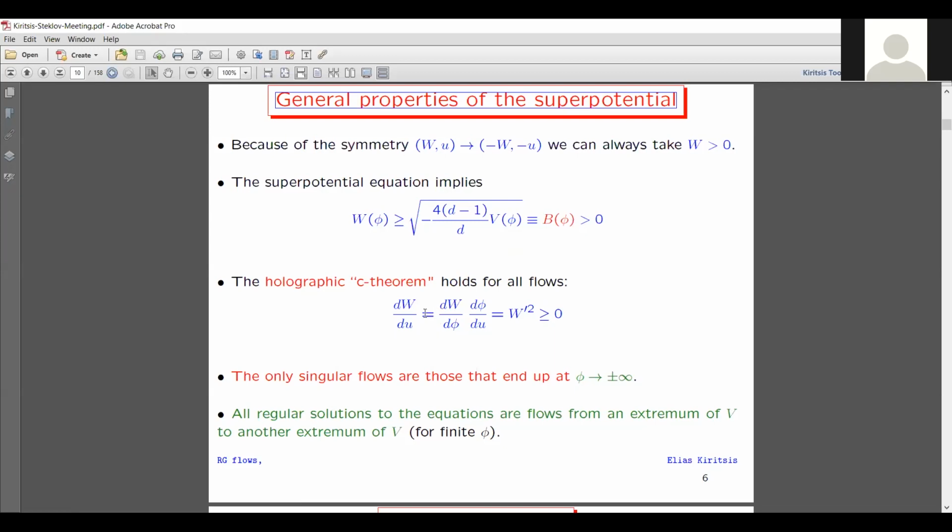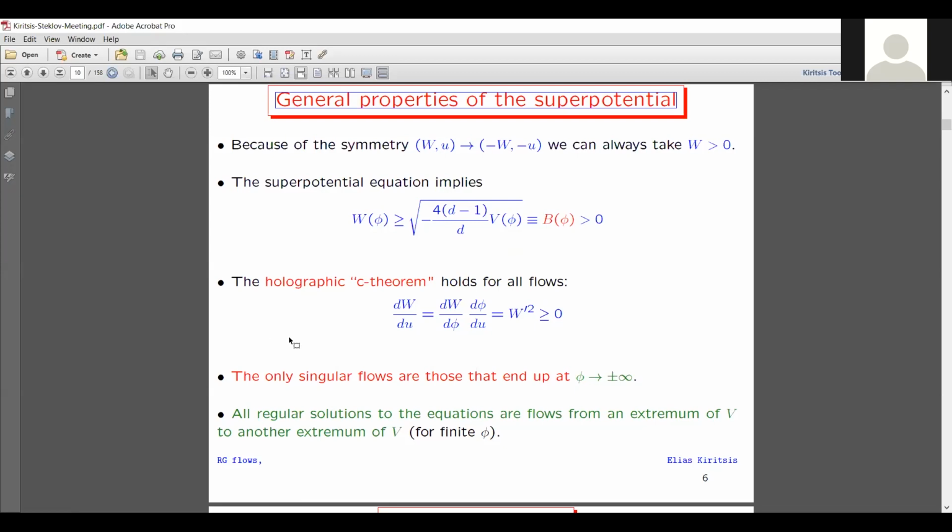Moreover, one can prove immediately the analog of the C theorem, the holographic C theorem, which says that the derivative of W with respect to the radial coordinate, if I do the chain rule, is dW/dphi, which is W prime, times phi dot, which is W prime squared, and this is always non-negative. So this is automatic.